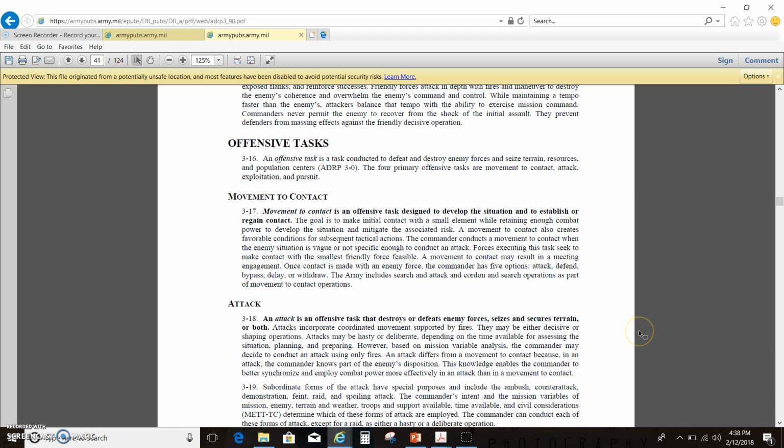Okay, so when we talk about the concept of nesting, right, movement to contact allows you to establish or regain contact with the enemy. Then you transition to attack, which is how you destroy or defeat the enemy, which is the whole purpose of the offense, which is the decisive form of war, which in our mission as the Army is to fight and win the nation's wars through prompt and sustained land combat as part of the joint force.